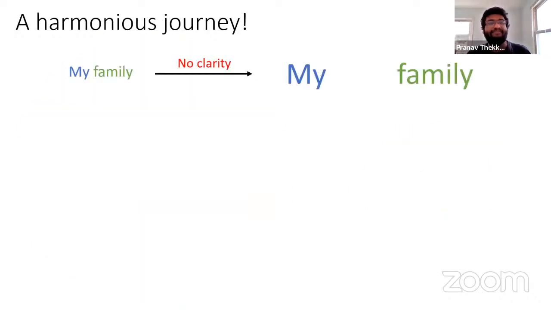Now, when there is no clarity, when a person doesn't realize that even when he's talking about things, the inward and the outward are already there. When I say my family, there is an inherent understanding of what I am, and then there is some conceptual understanding of what family is.